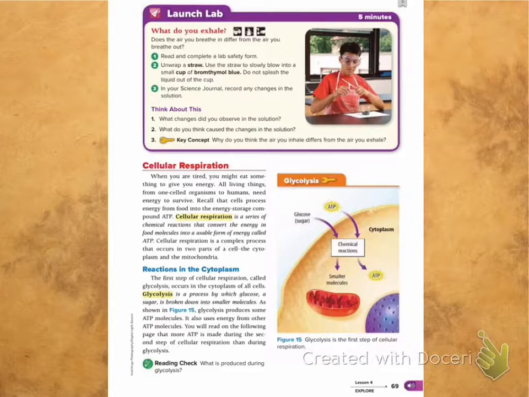Reactions in the cytoplasm. The first step of cellular respiration, called glycolysis, occurs in the cytoplasm of all cells. Glycolysis is a process by which glucose, a sugar, is broken down into smaller molecules. As shown in Figure 15, glycolysis produces some ATP molecules. It also uses energy from other ATP molecules. You'll read on the following page that more ATP is made during the second step of cellular respiration than during glycolysis.